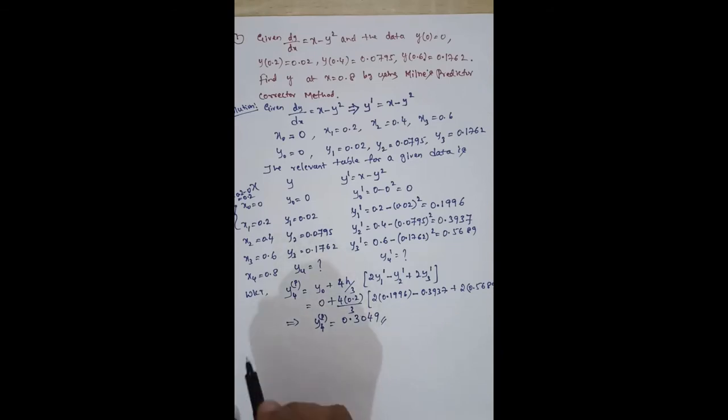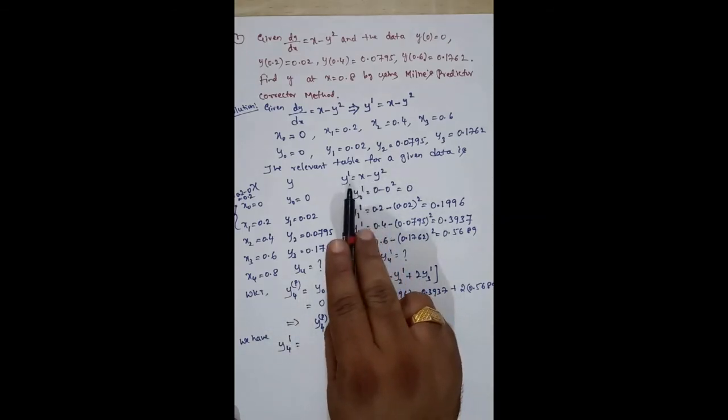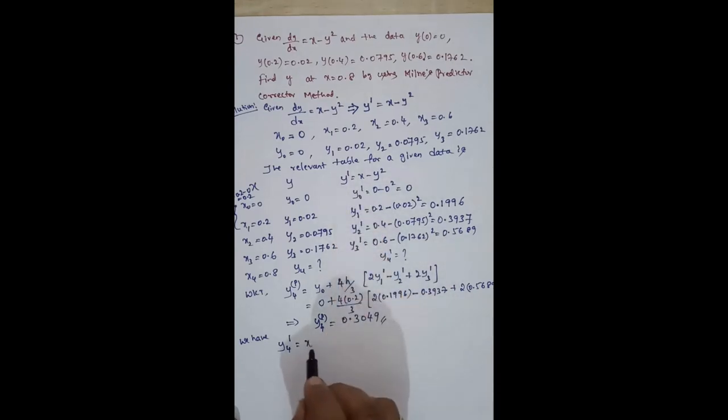So how to find y4 dash? See, we have y4 dash equals. So y dash is x minus y square. So y4 dash becomes x4 minus y4 square.